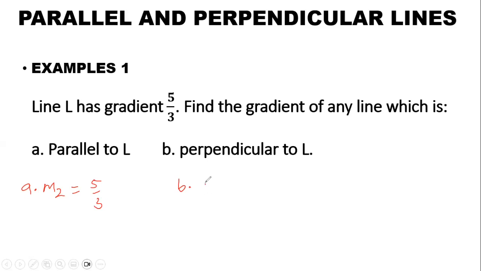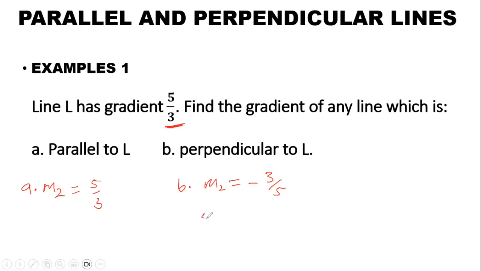B. Two lines are said to be perpendicular if the gradient of one is the negative reciprocal of the other. So if M2 is the gradient of the line which is perpendicular to L, then its gradient must be the negative reciprocal of the gradient of line L. So -3/5. Or in other words, the product of the two gradients must be equal to -1.